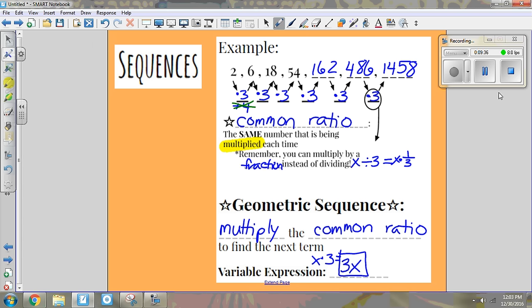So that's just a quick run through of what sequences are. We're going to get a chance to practice finding them, practice finding the rules, practice completing them in class. So make sure that you have your note sheet ready for when we start practicing.